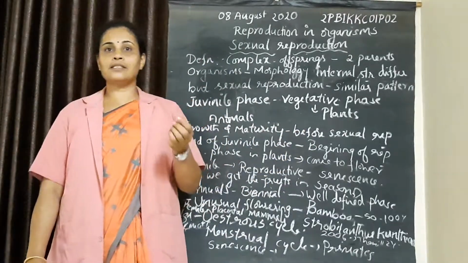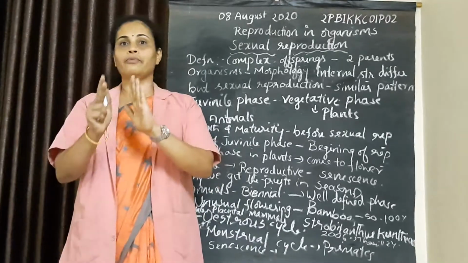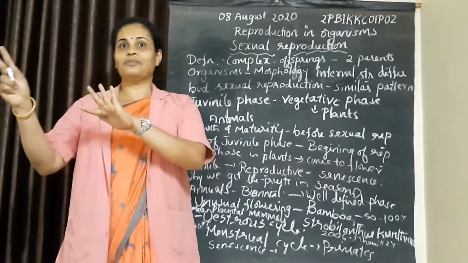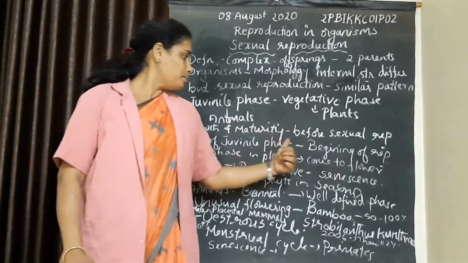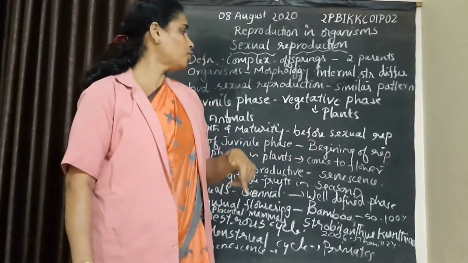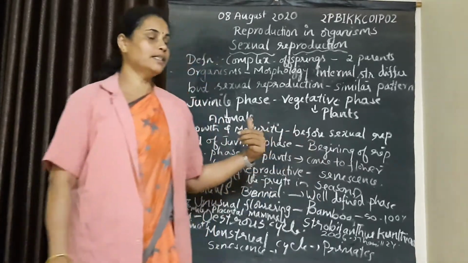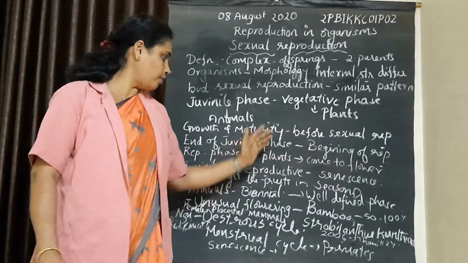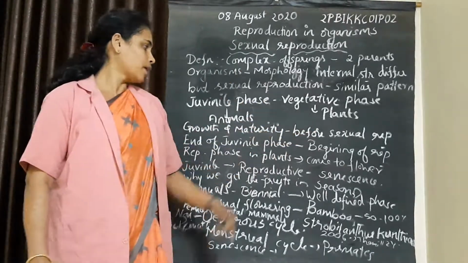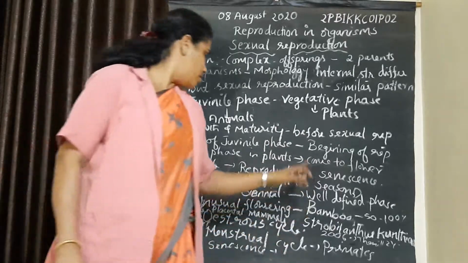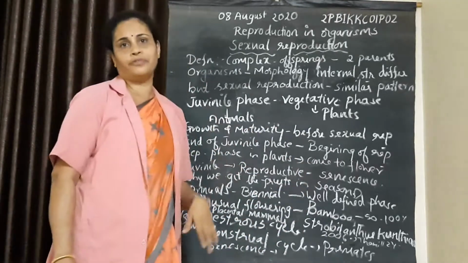Annuals are plants which live for 1 year. That means they complete their vegetative phase, then reach the reproductive phase. Biennials live for 2 years. In the first year they go through the vegetative phase, and in the second year they go through the reproductive phase. But in case of perennials, we cannot distinguish them at all.